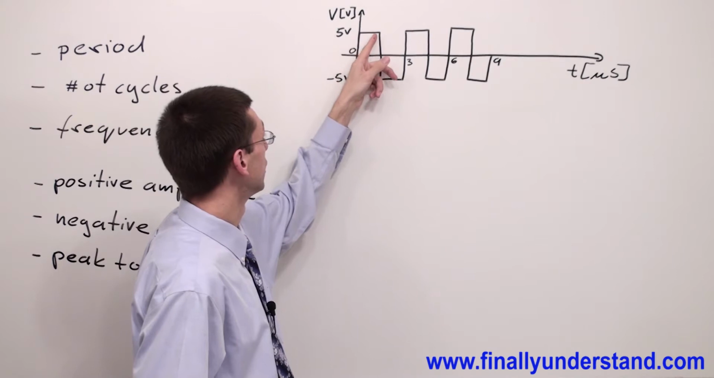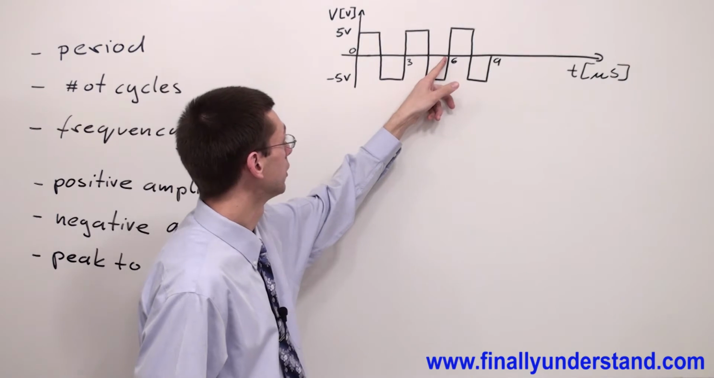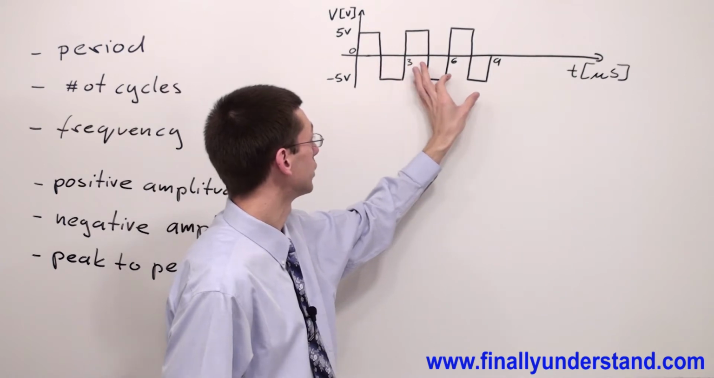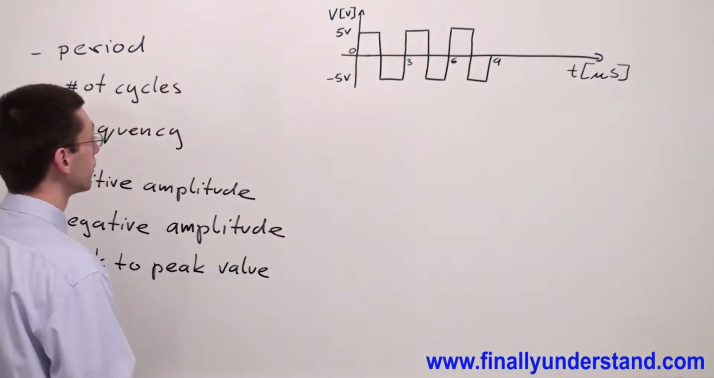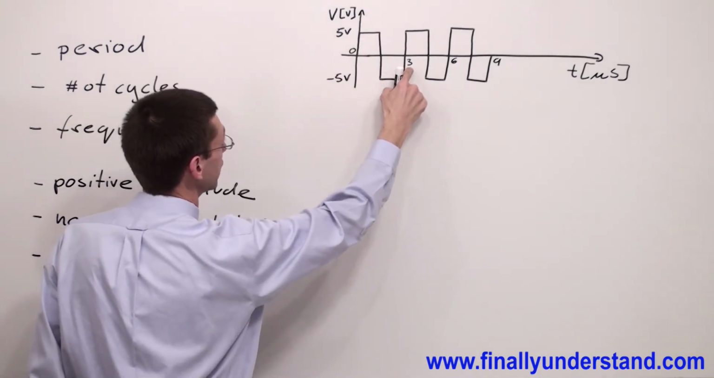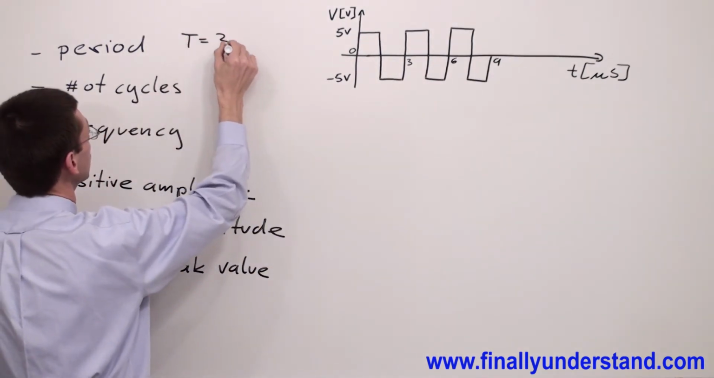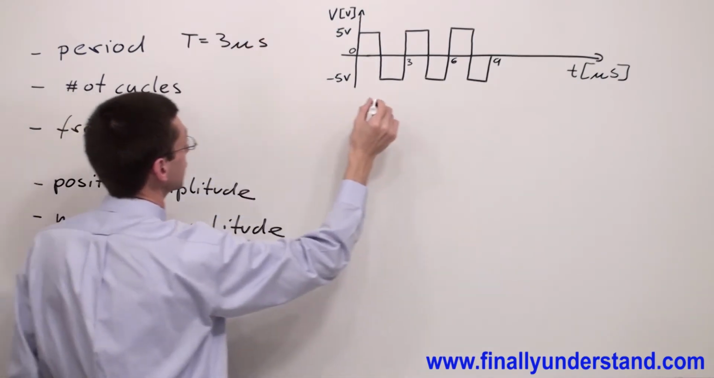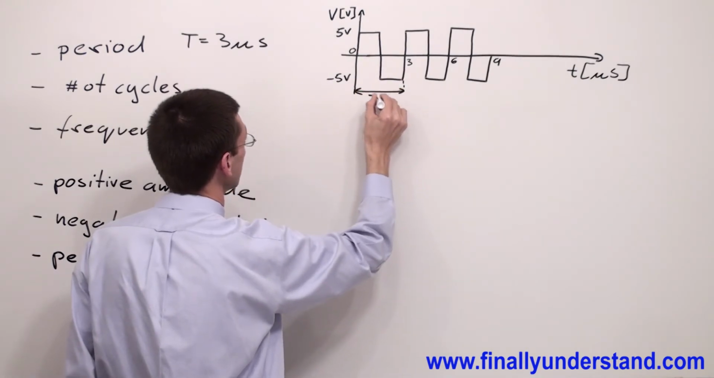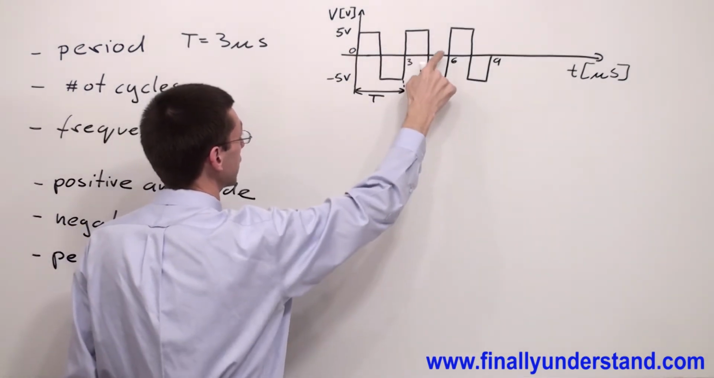So I have one cycle, this is my second cycle, and this is my third cycle. One cycle repeats 3 times over here. The period of one cycle is 3 microseconds. That's why I'm going to write over here T equals 3 microseconds. This is my period. How many cycles do I have? We said we have 3 cycles.